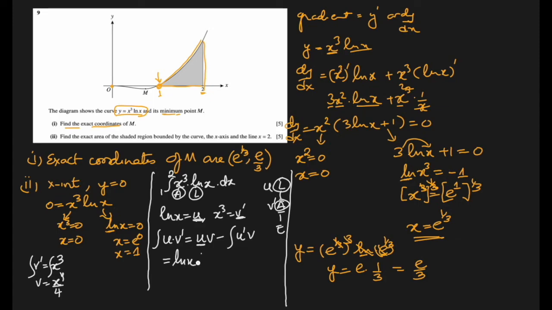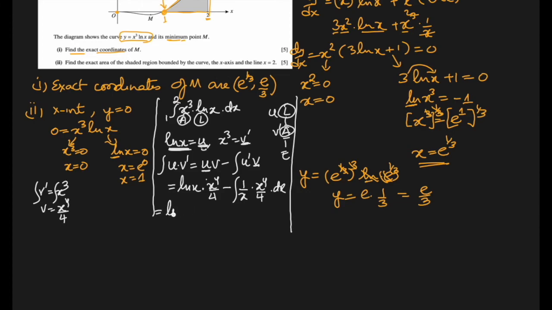So multiplied by x to the power 4 over 4 minus u prime. U prime means differentiate this because this is u. So u prime will be differentiation of ln x, which is 1 over x, and then we have just v, and we got v now, x to the power 4 over 4 dx. Okay, let's continue.